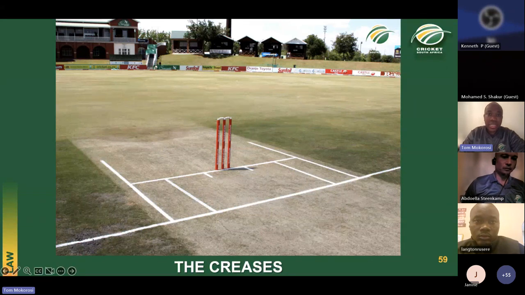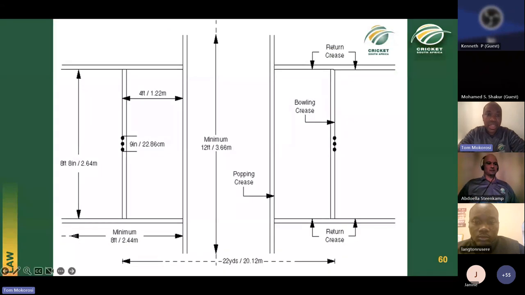But if you look at the way that we judge the start of a line, it is the edge that is closest to the stumps. So the popping crease, the line that matters is the inside edge of the popping crease. The inside edge of the popping crease, the edge that is closest to the stumps.